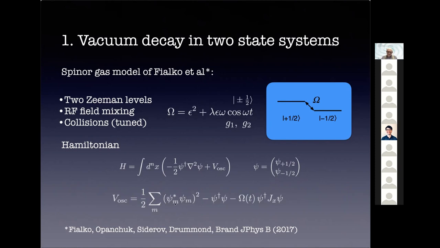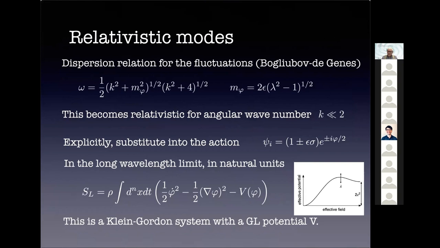Anyway, there's a quartic term, a quadratic term. We can see the cursor. Excellent. There's a quartic term and a quadratic term, which is the chemical potential term. And then there's the mixing term, which is caused by the radio frequency oscillations that are applied to the system. This system is then averaged over this modulation with frequency omega. And it turns out to have some relativistic quantum field theory type behavior.